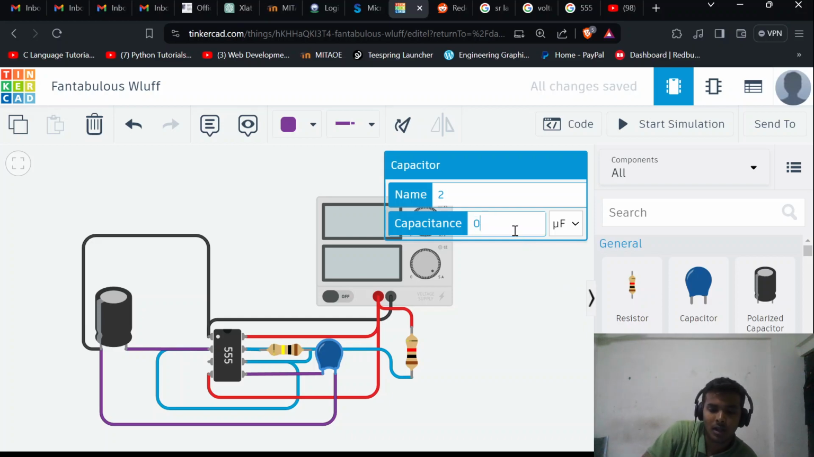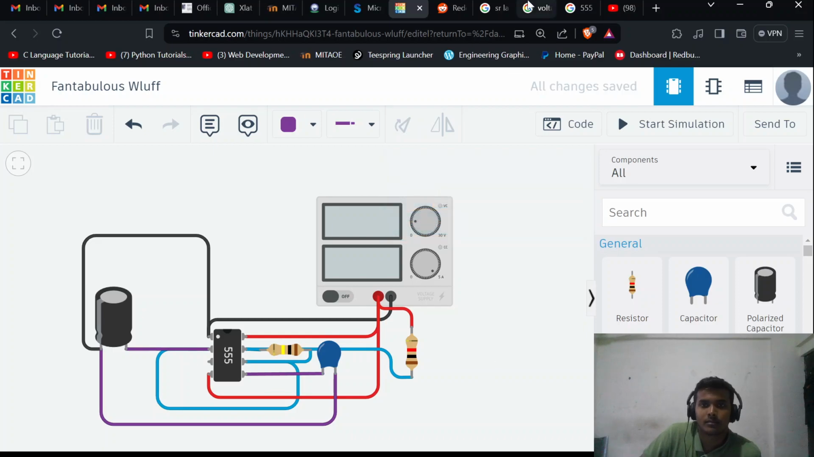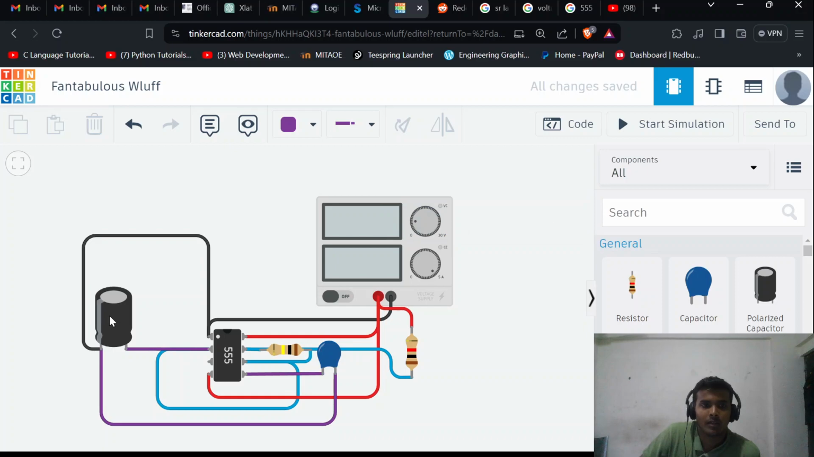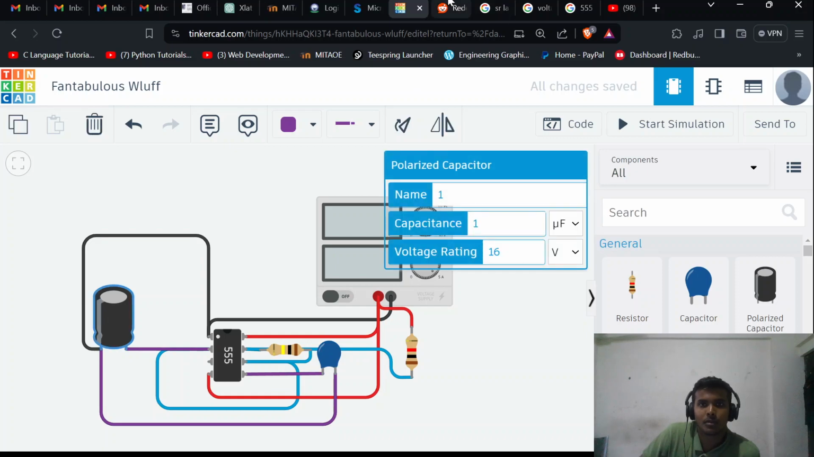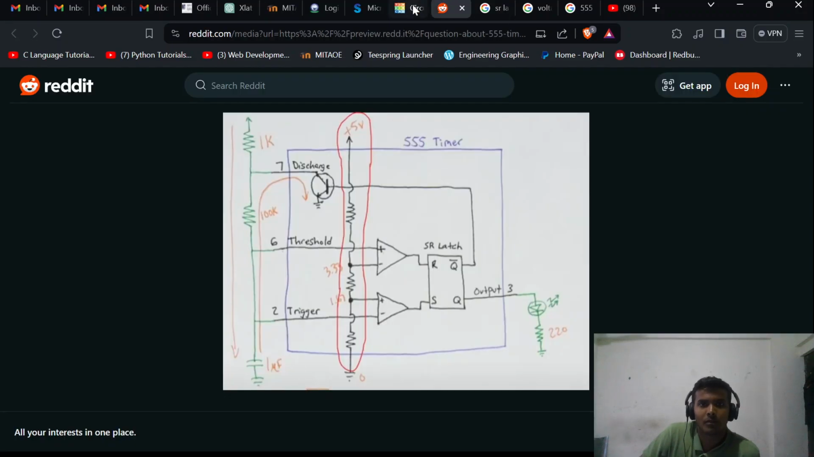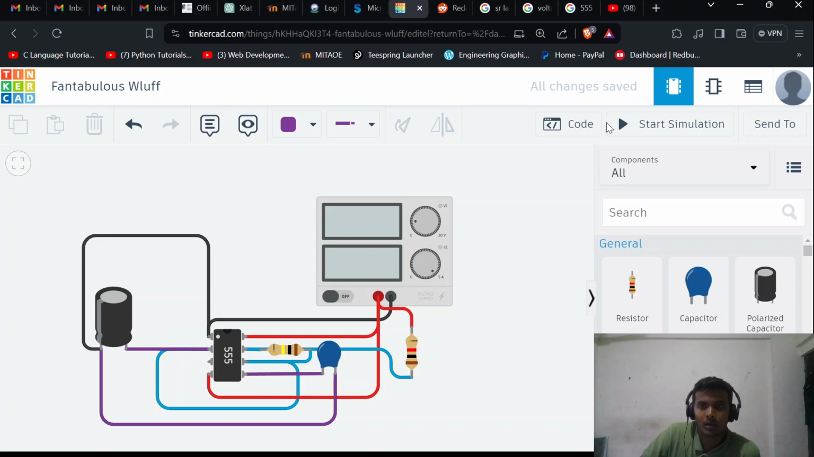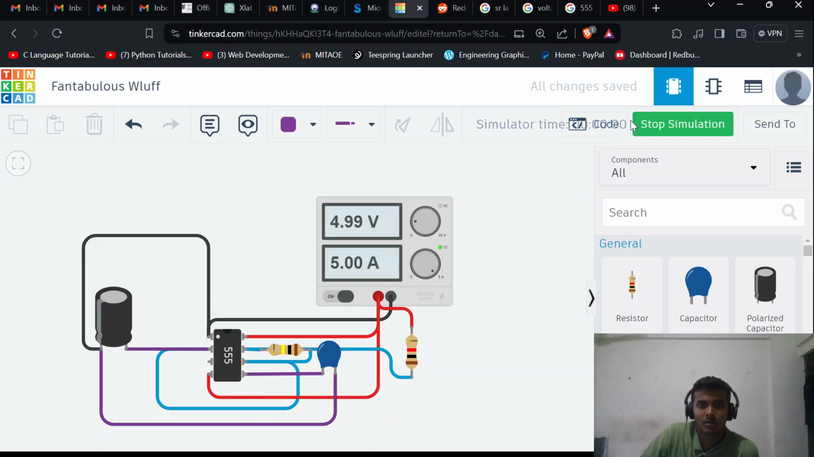Tell me in comments how much is 0.01 microfarad. And this capacitor needs to be how much, 1 microfarad. Now this is all done. It is 1 microfarad only. Now if we start the simulation, let's see what happens.